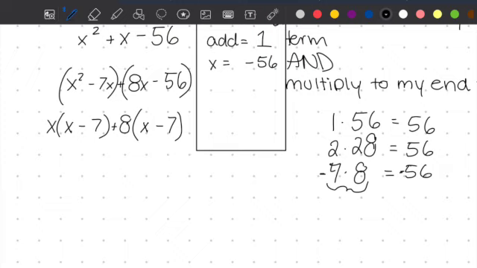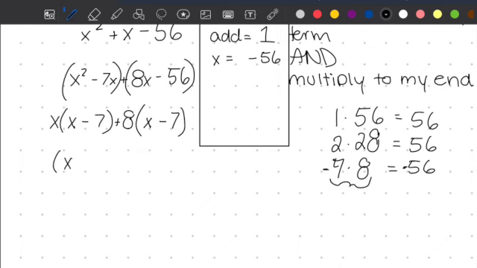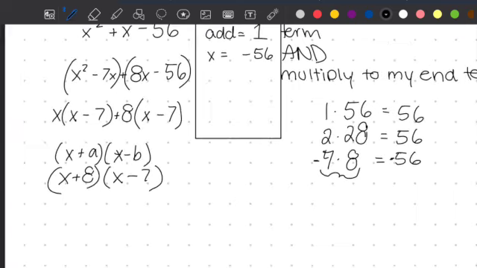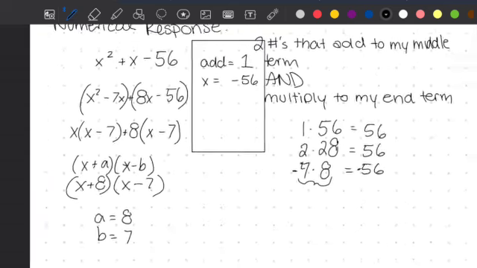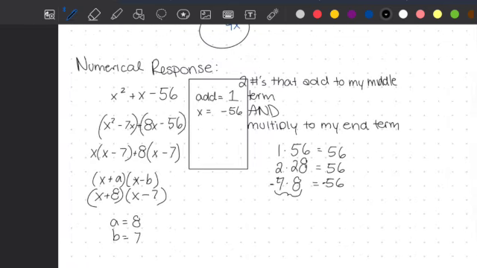Based on the way they want us to format this in the question, my positive has to go first. They want x plus a and then x minus b. So I'm going to have x plus 8 and then x minus 7. So a is equal to 8 and b is equal to 7. So that is our review on factoring.